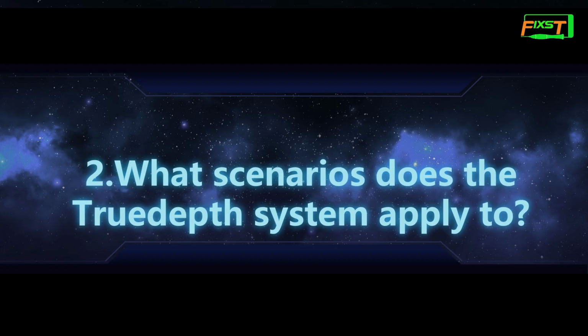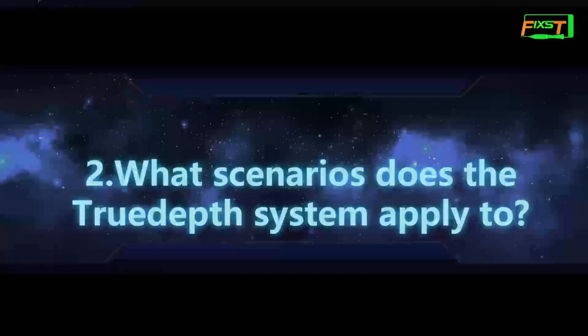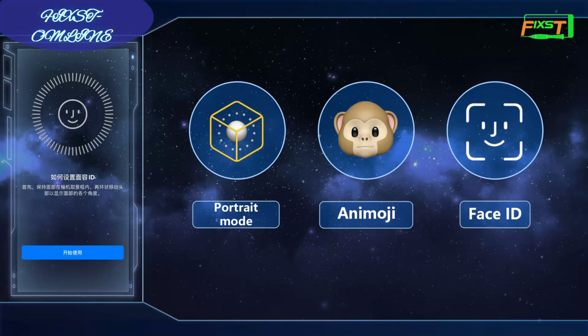What scenarios does the TrueDepth system apply to? This applies to 3 scenarios. The first one is the portrait mode. It is used when we use the camera of the iPhone in portrait mode. The second scenario is the Animoji. This uses the TrueDepth camera to capture and analyze over 15 different facial muscle movements, such as smiling or angry. And the last scenario is the Face ID. We use it when we unlock the phone.